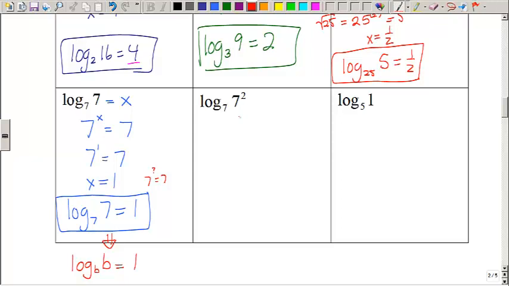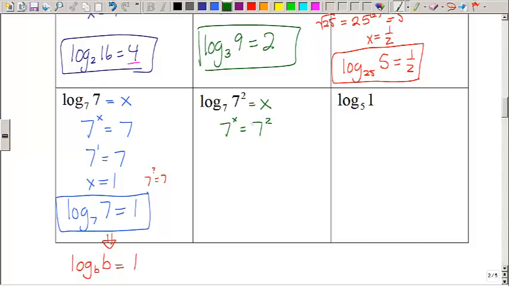Now, this next problem is almost exactly the same, except we have log base 7 of 7 squared. So in this case, we actually have an exponent on the argument. That's interesting. Let's see what happens here. Let's let this equal x and change it to the other form. 7 to the x equals 7 squared. 7 to the what equals 7 squared?